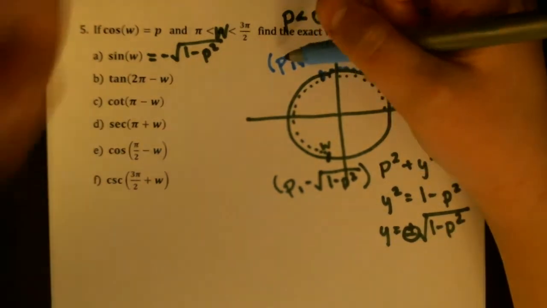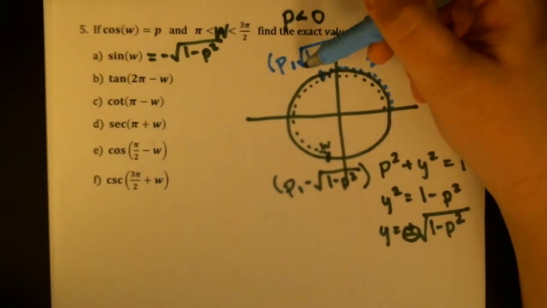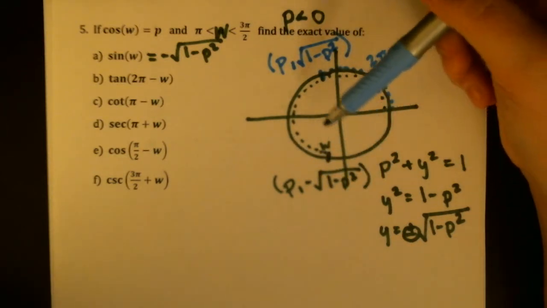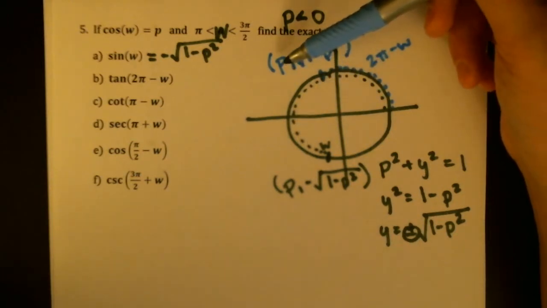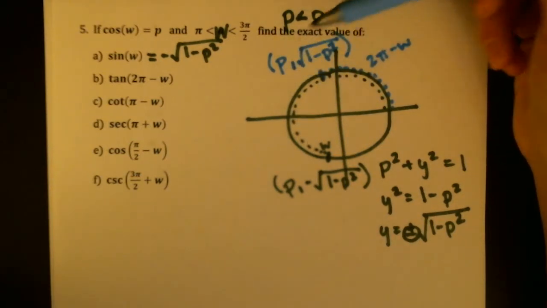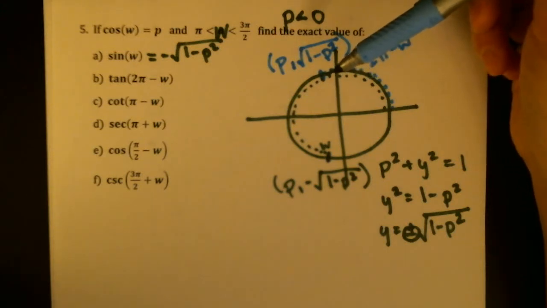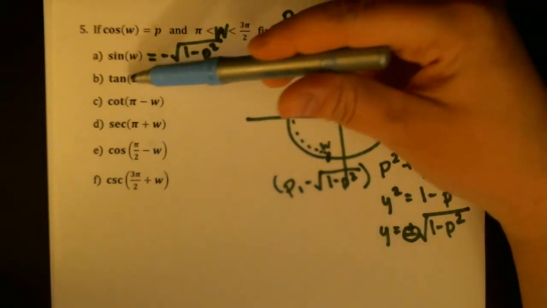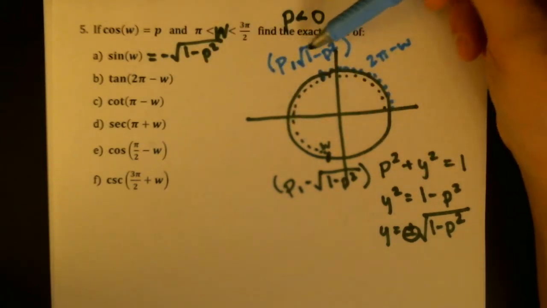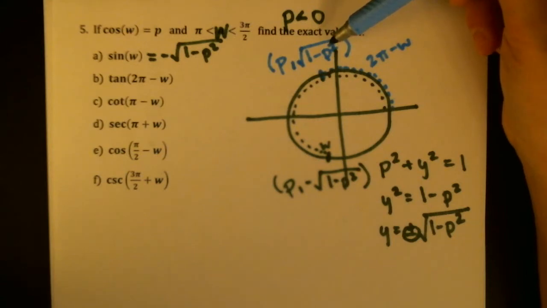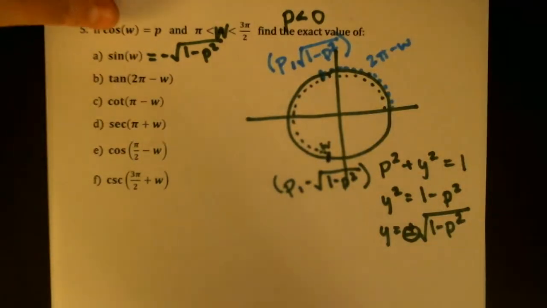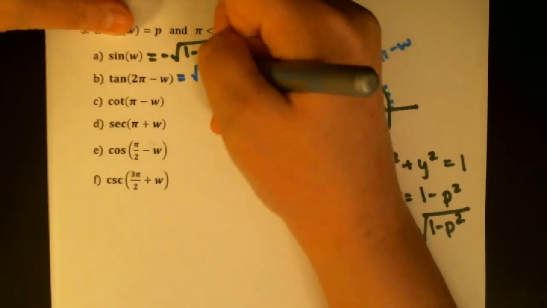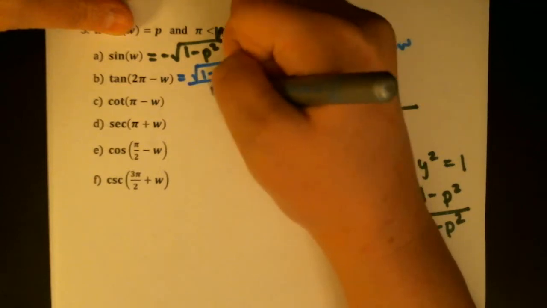Note the square root, unlike the p, is not ambiguous about its sign. A positive root is never going to give you a negative number, and a negative root is never going to give you a positive number. On the other hand, p can be positive or negative, which means the opposite of p could also be positive or negative. Okay, so we figured out where 2 pi minus w lands us. That's the first thing, figure out where you are. We've got the coordinates associated with that landing spot, and now we want to figure out the value of tangent. Tangent is sine over cosine, so we're going to get the square root of 1 minus p squared divided by p.